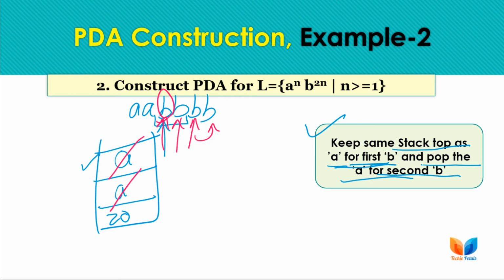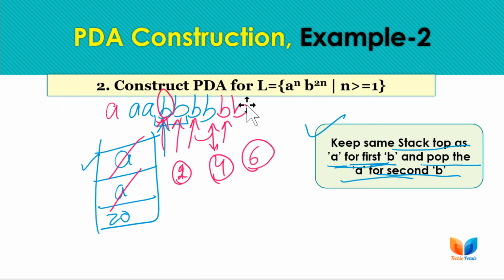Just read the B and move to the next B, and then pop the corresponding A for the next B. So here we are just reading the odd positioned B's and performing the pop operation for the even positioned B's, meaning for the second B and also for the fourth B. If we have a longer string, then we will be performing another pop for the sixth B. If we have 3 A's and 6 B's, we just read the fifth B, move to the sixth B, and for the sixth B we perform the pop operation. So this is the first solution that we can follow for this context free language and PDA construction.